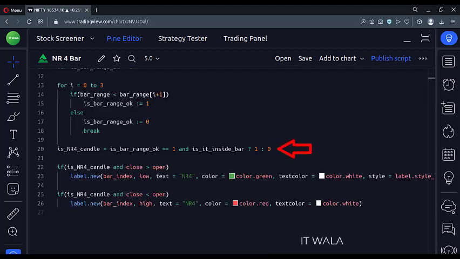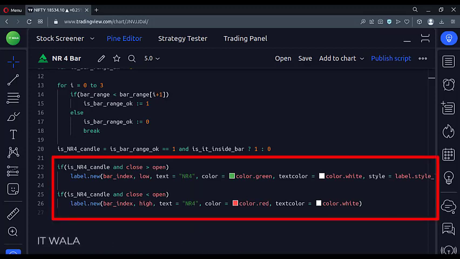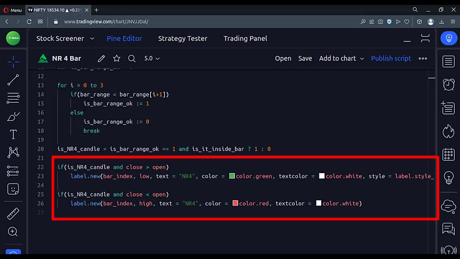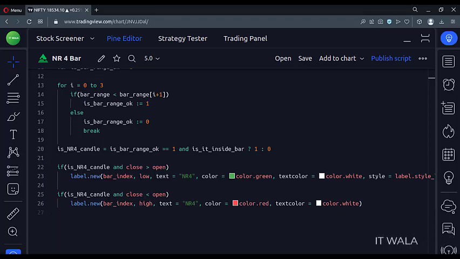Then we combine both these conditions and find out if the current candle is an NR-4 candle or not. If the current candle is an NR-4 candle and is bullish, then we show a green-colored label on it. If the current candle is an NR-4 candle and is bearish, then we show a red-colored label on it. Let's add this indicator to the chart.